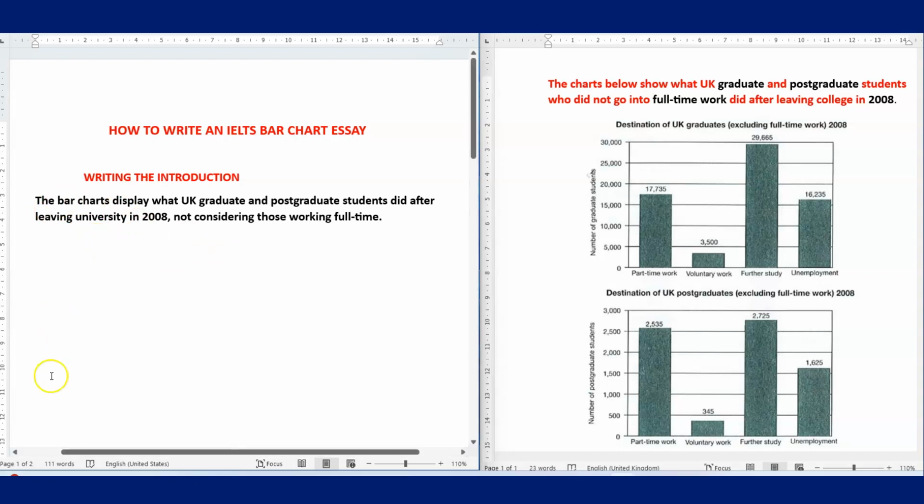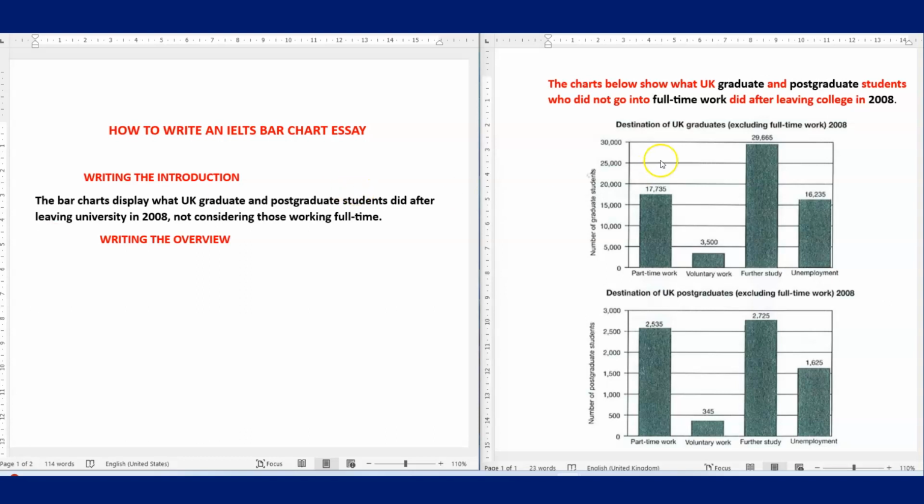After writing the introduction, your next one is the overview. In the second paragraph, which is your overview, what you should be doing is reporting the main features that you can see in the graph. So you only give the general information that you had on the graph. You don't give details. The details will come later in the essay. But you have to be making comparisons, and your overview should cover the variables.